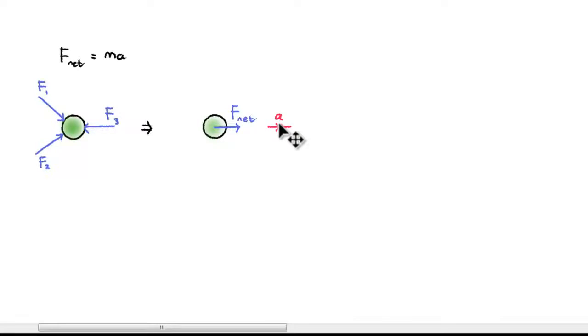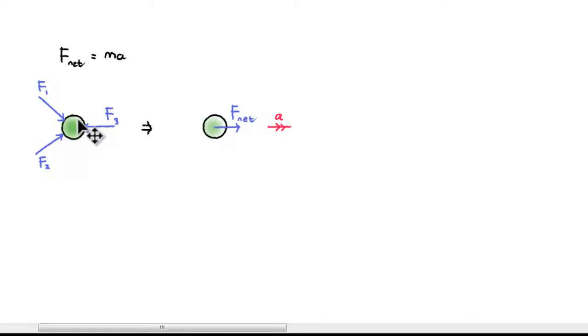The magnitude of the acceleration is going to be given by net force divided by mass. And the direction of the acceleration is going to be in the same direction as the direction of the net force. Once we know the acceleration of the mass, we can figure out how the velocity of the mass is going to change. And once we figure out the velocity of the mass, we can figure out how the position of the mass is going to change. So basically, Newton's second law is a powerful method for us to predict the subsequent motion of a mass.